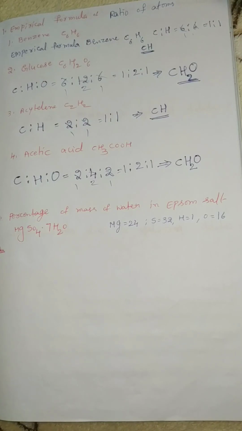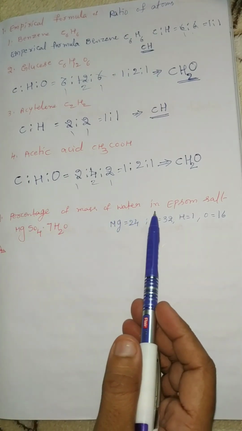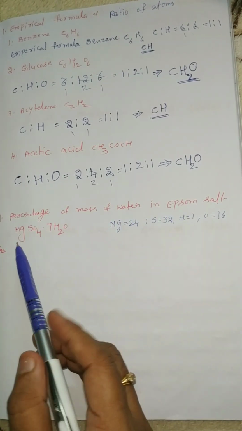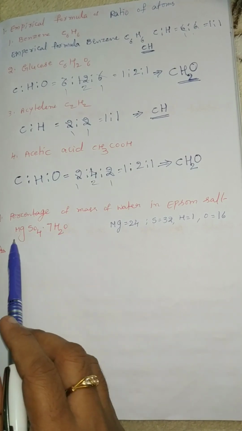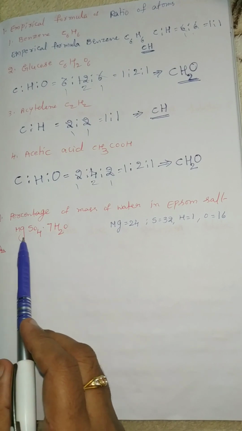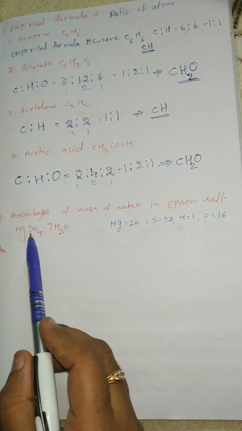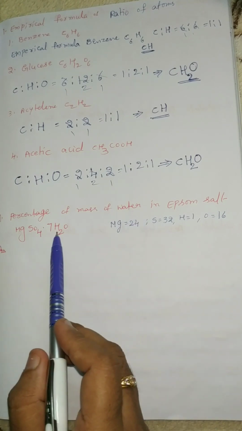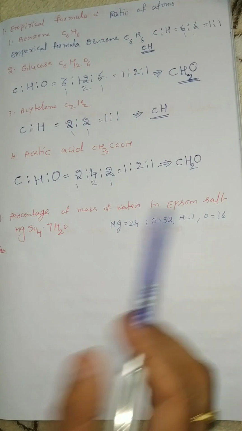Today I am teaching 9th class chemistry, first chapter, the language of chemistry. In this class we will discuss the percentage of mass of water in Epsom salt. Epsom salt is MgSO4.7H2O. Here the atomic masses are: magnesium 24, sulfur 32, hydrogen 1, oxygen 16.